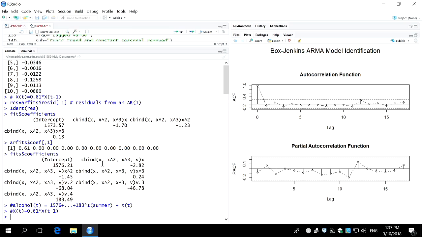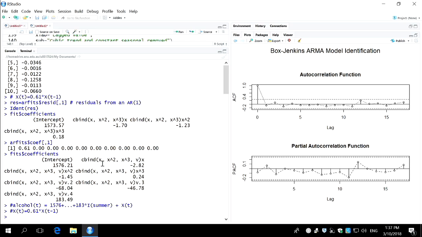This does not play a role in prediction. Dependence plays no role in prediction. It is only to understand how related one point is to the next. It gives you an idea of the correlation between now and tomorrow, or now and, in this case, next quarter. Okay? So that's how you model the time series.